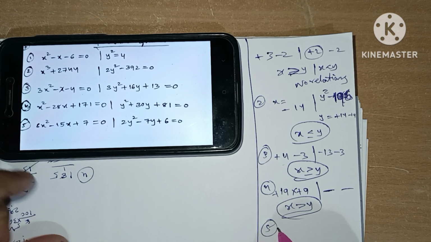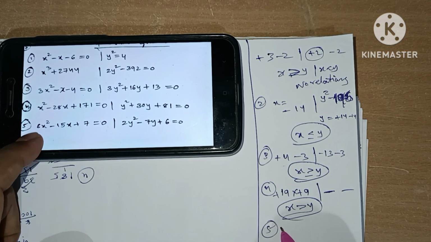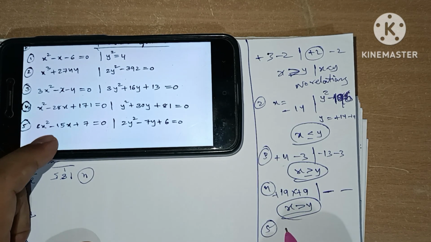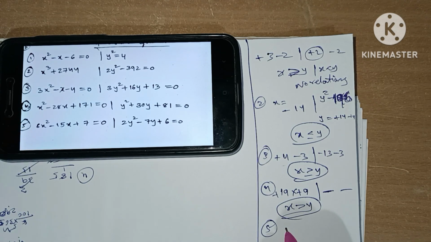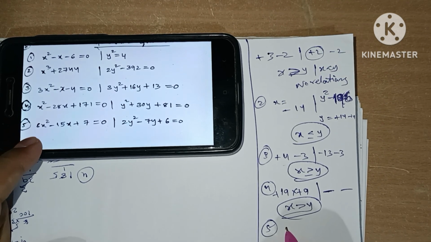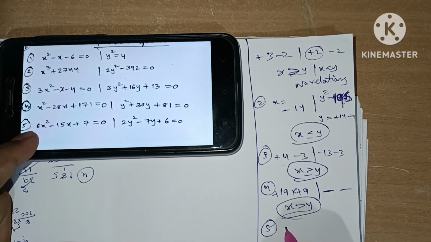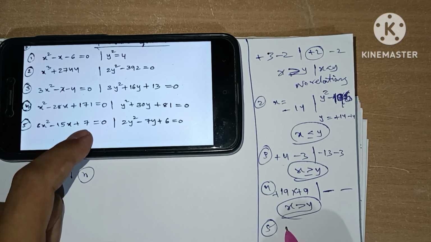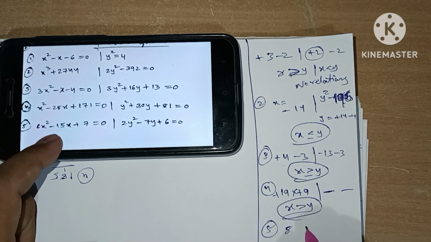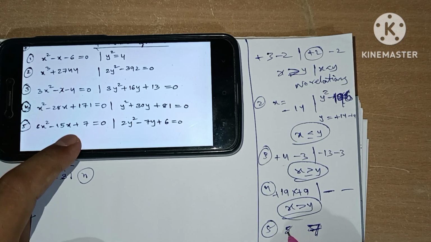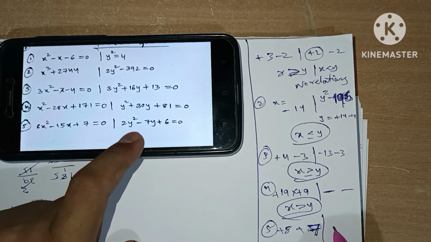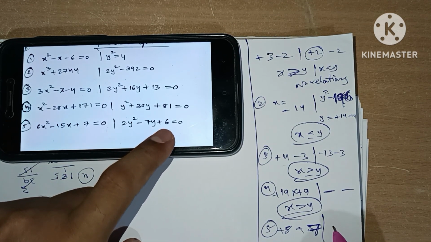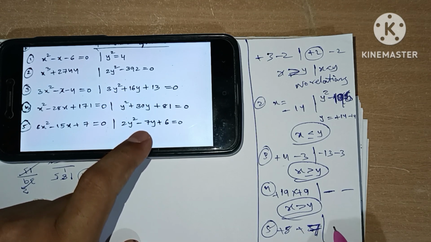Fifth one, here 7 6 times 42, and we need to get 15. That 14 3 times, wait a second, 7 6 times 42, wait a second, this is not 6x square, it is 8x square. 8 7 times 56, we need to get 15, means 8 5 are the roots, 8 and 7 are the roots. Minus and plus means both the roots are positive. Next, here 2 6 times 12, we need to get this one, 4 3 times is 12.